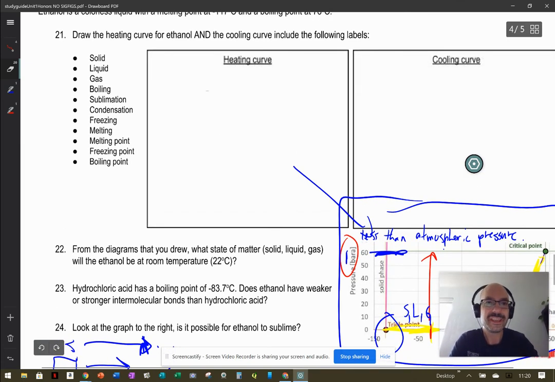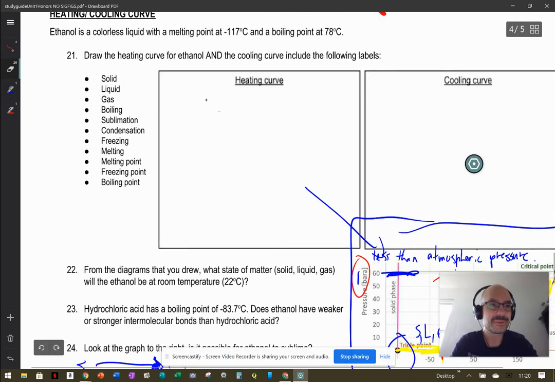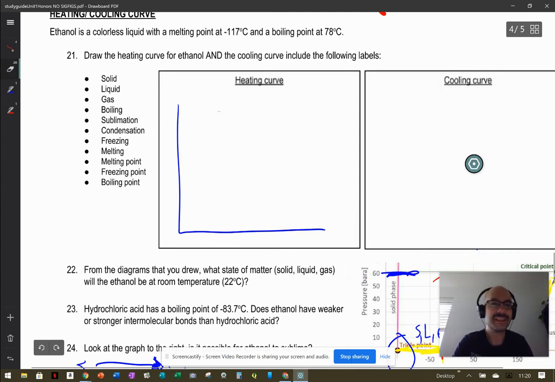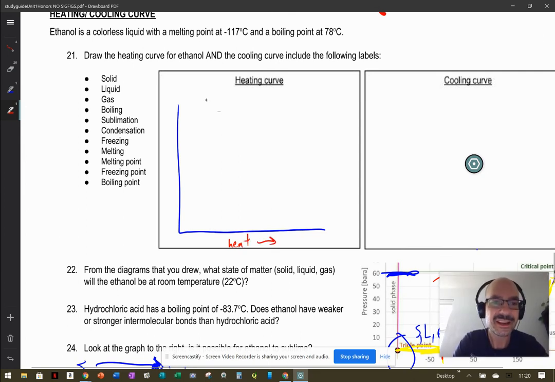For this one, draw the heating curve of ethanol and the cooling curve. Include the following labels. For any heating curve, you're going to have an X and a Y, and on the X you can put energy or heat or time, but we're going to say heat for our purposes. And on the Y you'll have temp or degrees Celsius.